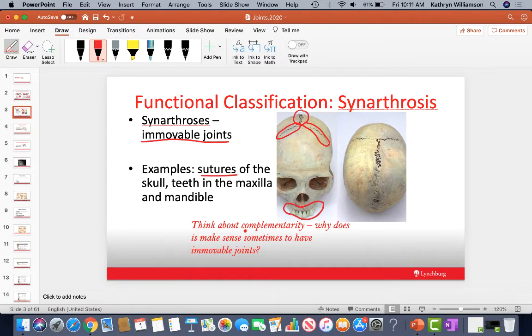In terms of complementarity, the question we would ask here is, why does it make sense sometimes to have joints that don't move? And it does make sense. The skull wouldn't be nearly as protective of our brain if these joints were freely movable. It wouldn't offer the protection that it does, and then our teeth would be falling out of our skull all the time. So it does make sense in some cases to have joints that don't move.